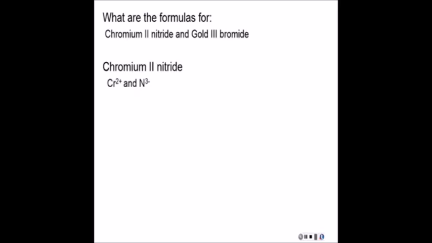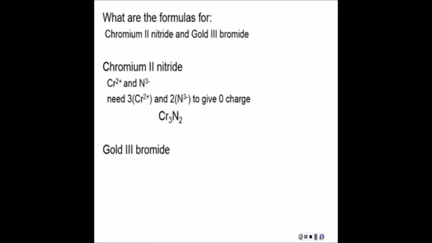Okay, here's the answer. We need 3 chromiums and 2 nitrides to give a total charge of 0, and then we get Cr3N2. And you notice you could have just taken the 2 and switched it, and 3 and switched it, and come up with that as well. Next we have gold 3 bromide, so that's going to be Au3+ and Br-. So what will the formula be here? We need 1 gold and 3 bromide to give us a charge of 0, so the formula is AuBr3.